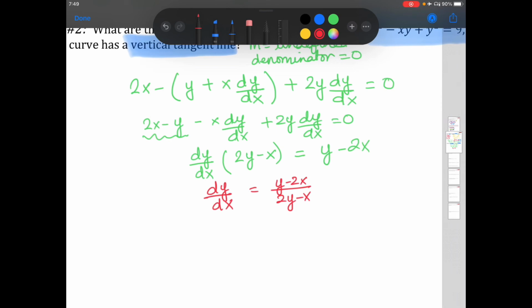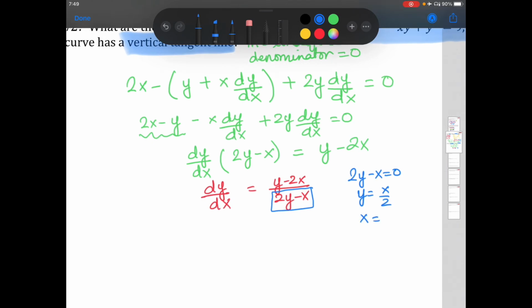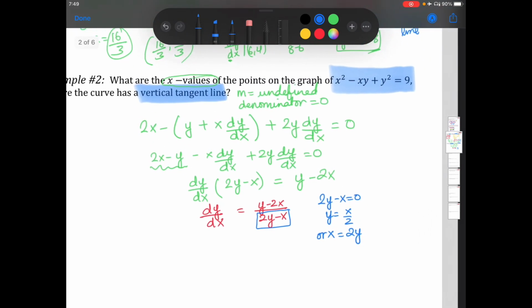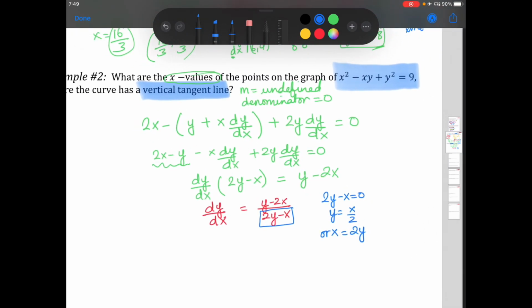So now what do I know? I know my slope is the vertical tangent, and what do I know about it? That the denominator, since it's a vertical tangent, is equal to 0. So you're going to take the denominator and set it equal to 0 and solve for y. I get y equals x over 2. So once I got y equals x over 2, or I can say x equals 2y, can I not literally put that into the equation? I really need to find the x value.